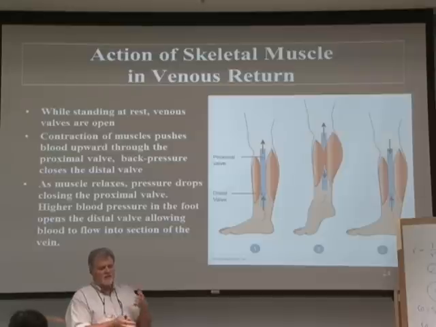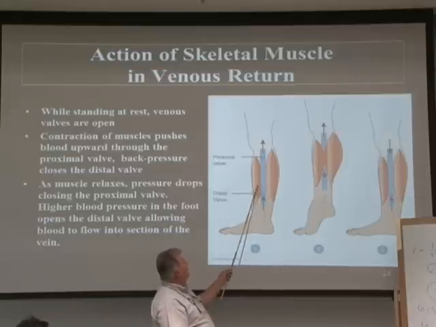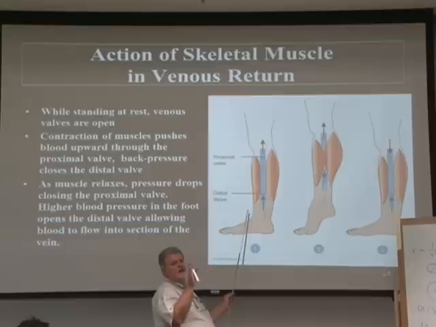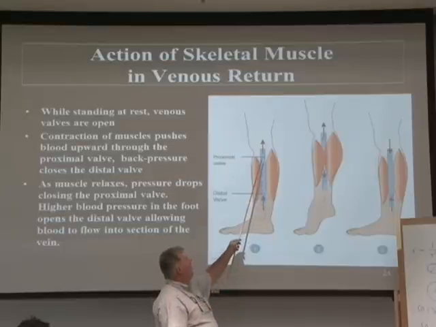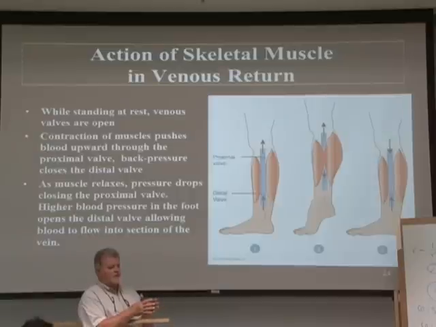So it's not uncommon for veins to run between muscle groups. And when they do that, then we can create this skeletal muscle pump. The other thing that's unique about veins and lymphatic vessels is they all have one-way valves. And so the valves are designed so that they'll open up under pressure and then close under negative pressure.